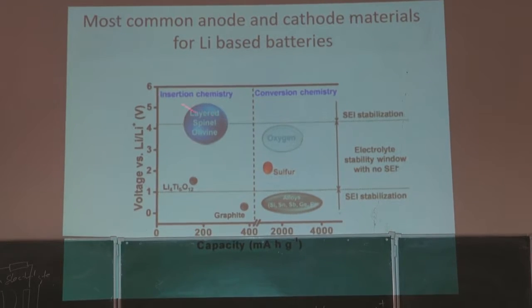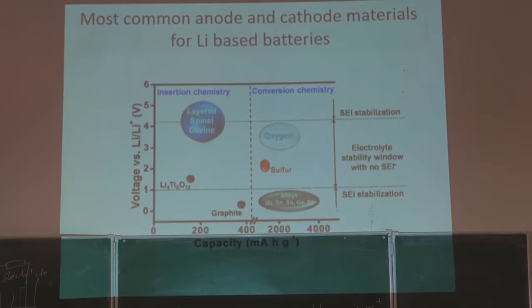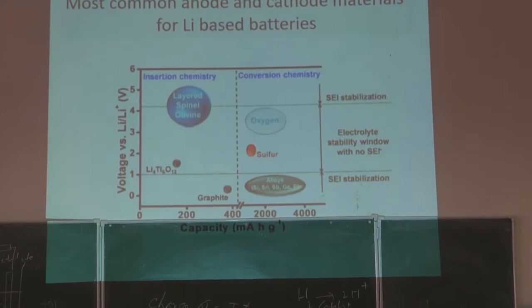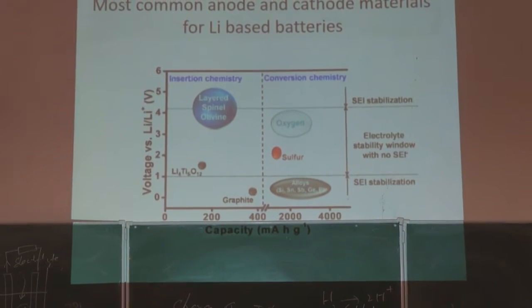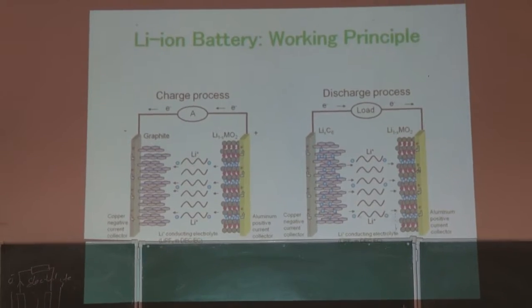Typical cathodes have what is called a layered material. The way the battery works, maybe it's better to show this first. Suppose this is your anode, this is your cathode, and you have the lithium ions. When you charge the battery, meaning you plug it into the wall, these lithium ions go into the graphite layers. Between graphite layers, lithium can easily go in, and electrons come this way.